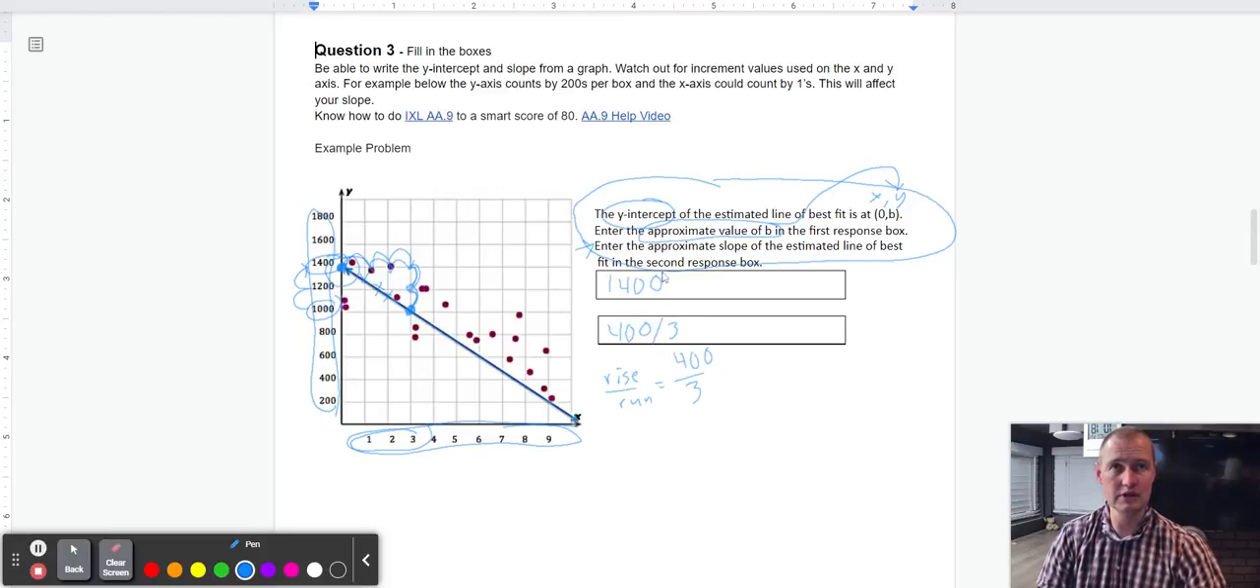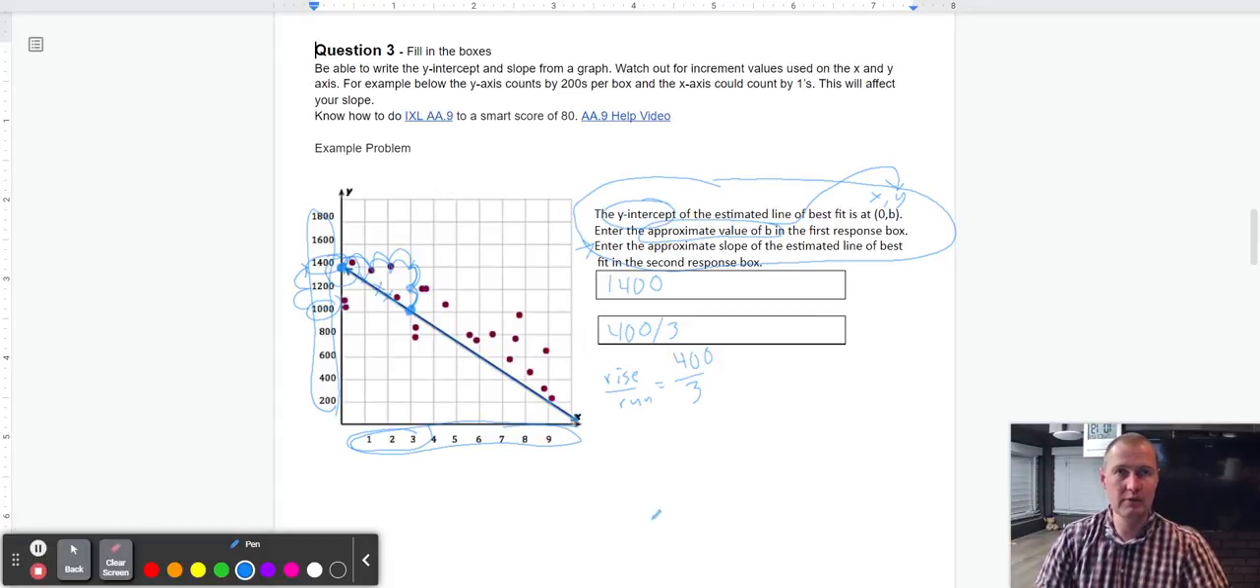So all you're going to do is enter the y-intercept for the first box, and for the second box, in simplest form, enter the slope, rise over run. If you can simplify it down to a whole number on the test, please go ahead and do so.